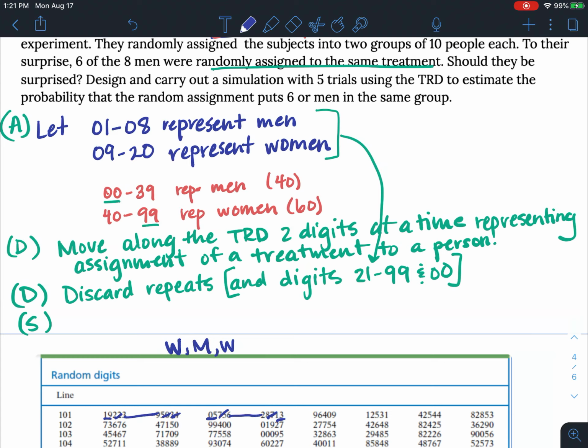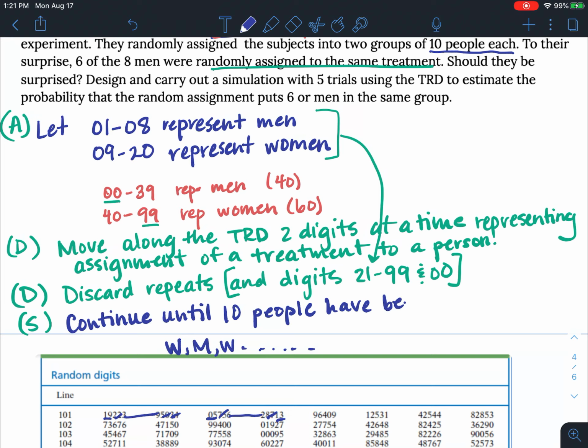How do I know when to stop? Well, each group had 10 people in it. So I probably need to stop when I have gotten 10 total people, because then the group is finished. So continue until 10 people have been chosen.